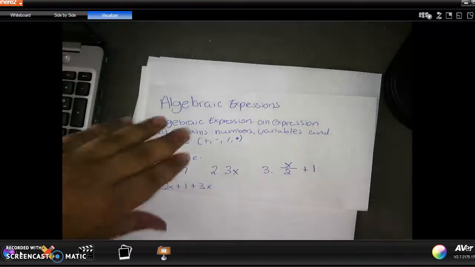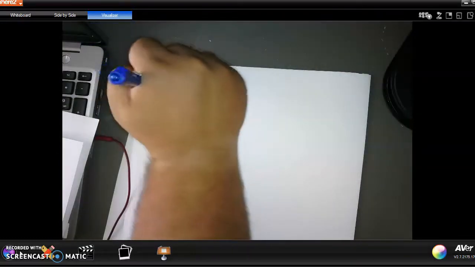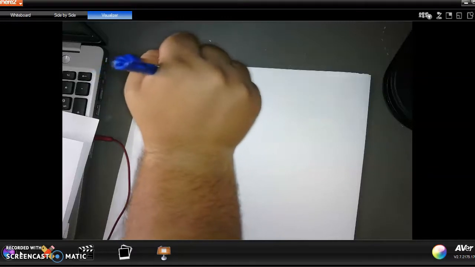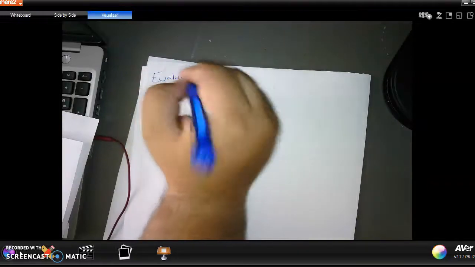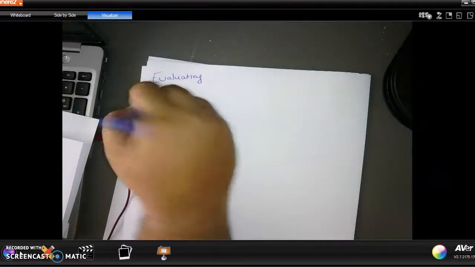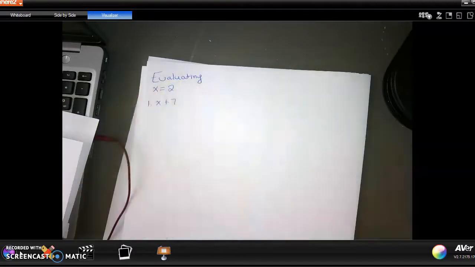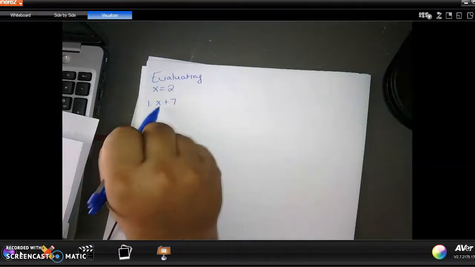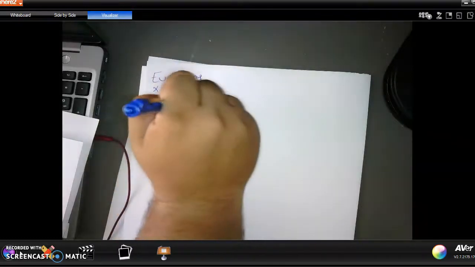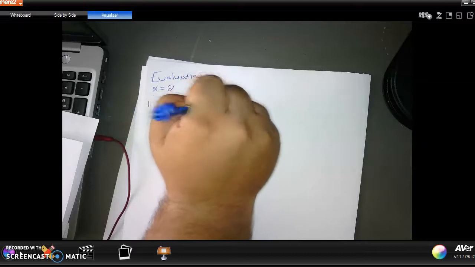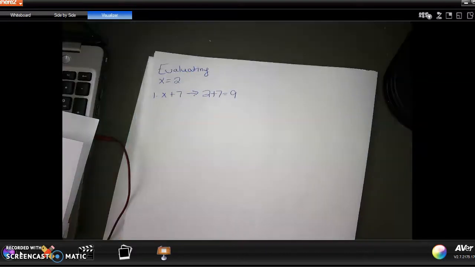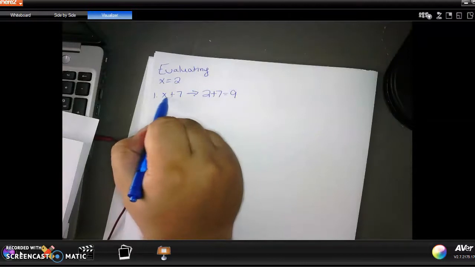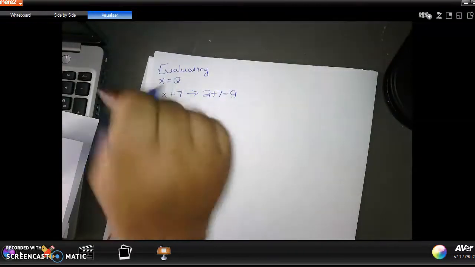Alright? There's another part to this that's called evaluating algebraic expressions. So if we're evaluating, it'll look something like this. So let's say I had x is equal to 2. Alright, I'm going to call back number 1, so x plus 7. Right? So what I would do is I would take x and replace it with the value that I'm given. So I would have 2 plus 7, and that gives me 9. Okay, so when I evaluate this for x equals 2, I get 9.